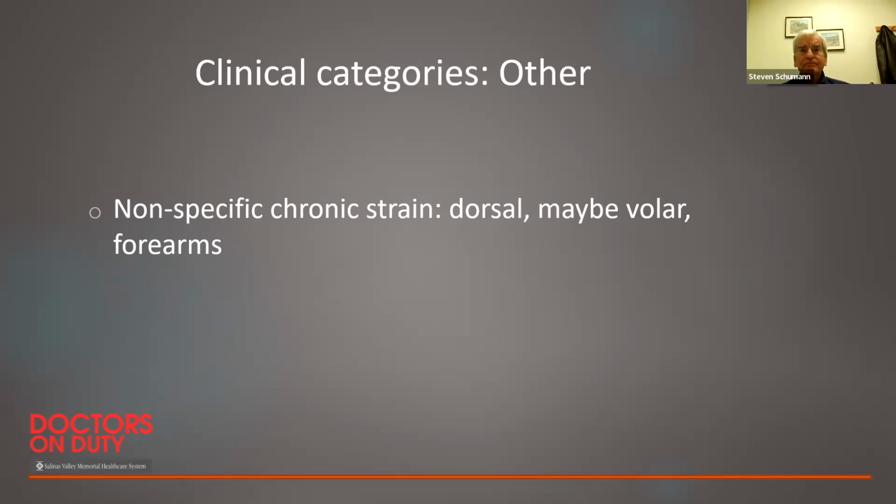Dorsal usually involves the dorsal aspect of the forearm, may involve the volar aspect as well. But there's a history of progressive onset most of the time of this sort of forearm pain. There may be numbness or tingling, but it's usually pain. And it's non-specific. And this is one of those cases where we just end up using the diagnostic term, not a repetitive strain injury, although that really applies to the conditions we're talking about as a general category.